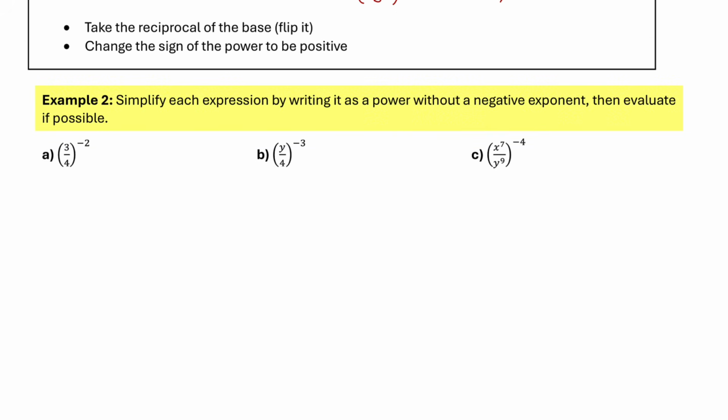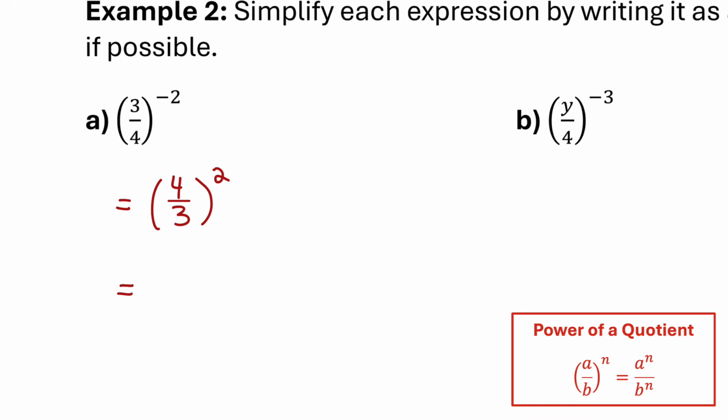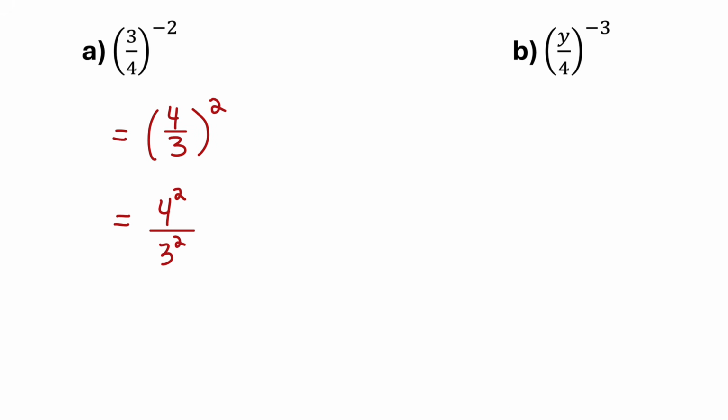Example 2 says simplify each expression by writing it as a power without a negative exponent, then evaluate if possible. So when we have a negative exponent on a rational base, like here we have 3 over 4 to the power of negative 2, I can rewrite that with a positive exponent by writing the reciprocal of the base. So flip it, making it 4 over 3, and then change the sign of the exponent to positive. And then to evaluate this, I'll use my power of a quotient rule, which tells me that exponent of 2 goes on both the 4 and the 3, making this 4 squared over 3 squared, which is 16 over 9.